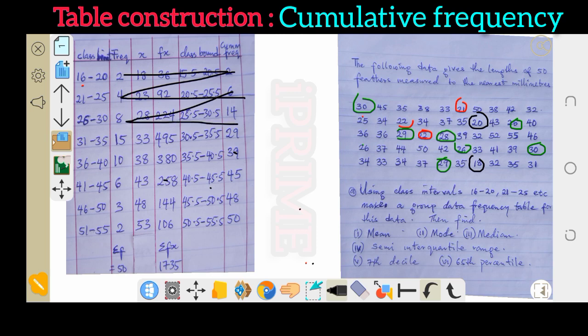Write that 14 down there. Add 14 to 15, you get what now? 29. You write it down. Add 29 to 10, you get what? 39. You write it down there. You write it down here.